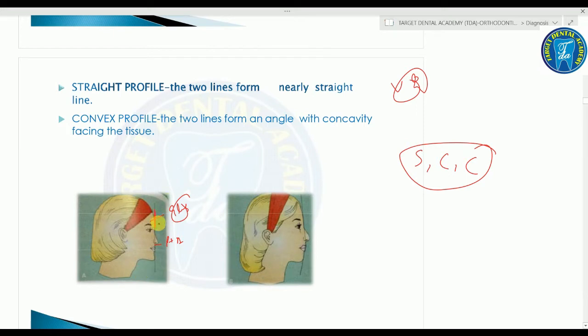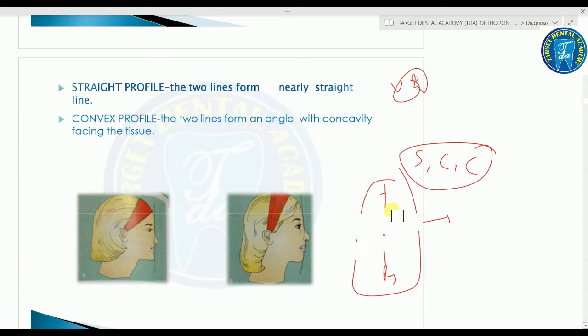Fine. So this is the line from the glabella to point A. This is one line, and a line joining point A to the pogonion, which is the most prominent portion of the chin. See, the line joins the most prominent part of the forehead to point A, and from point A to the pog, the most prominent part of the chin. By this line you can identify which kind of profile the patient has. Right?